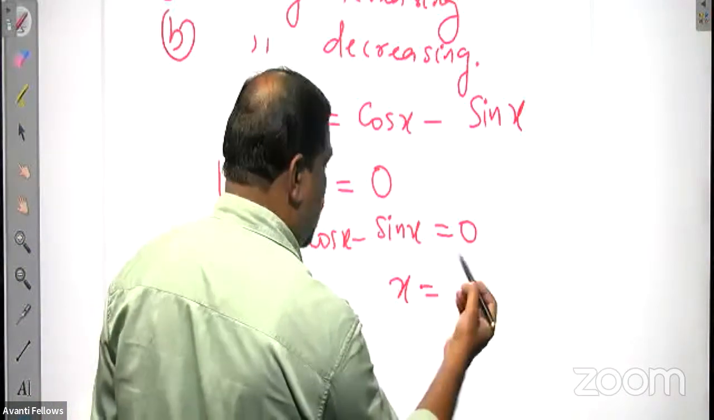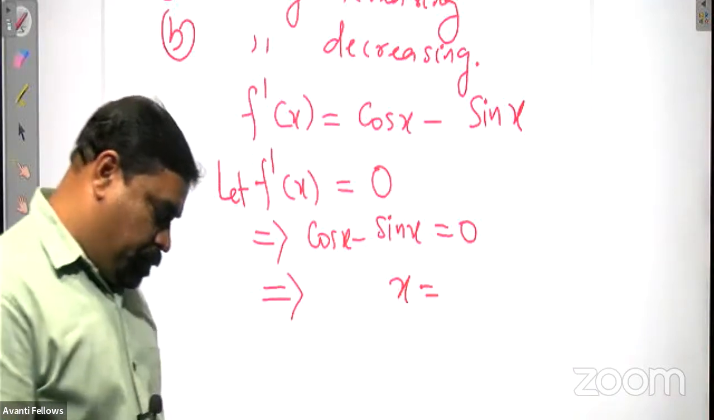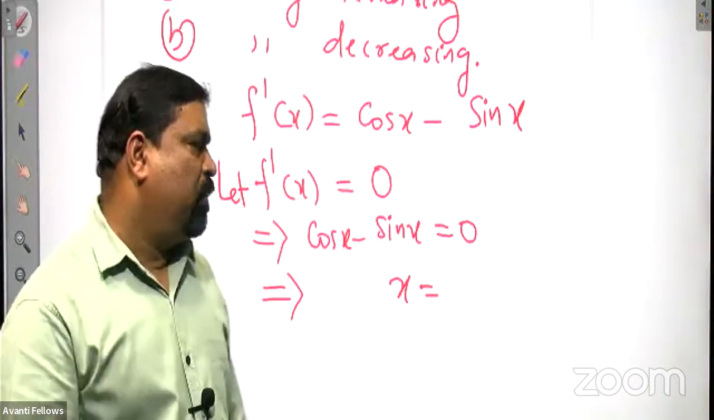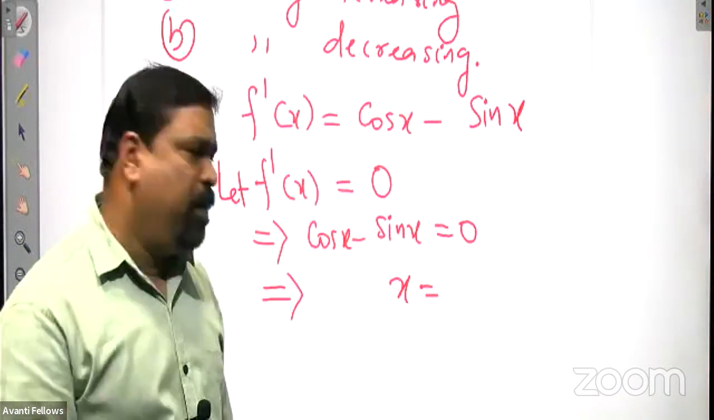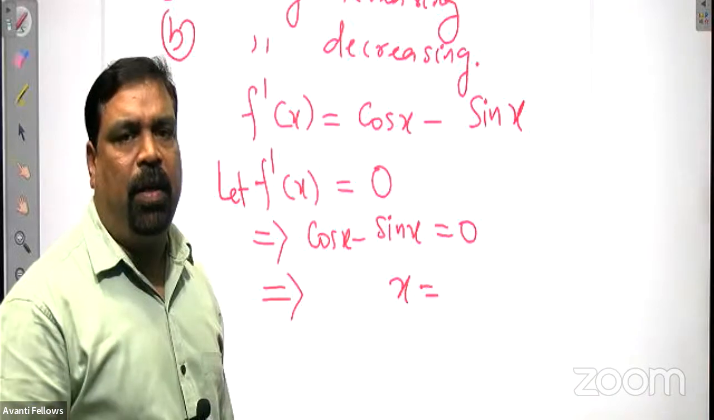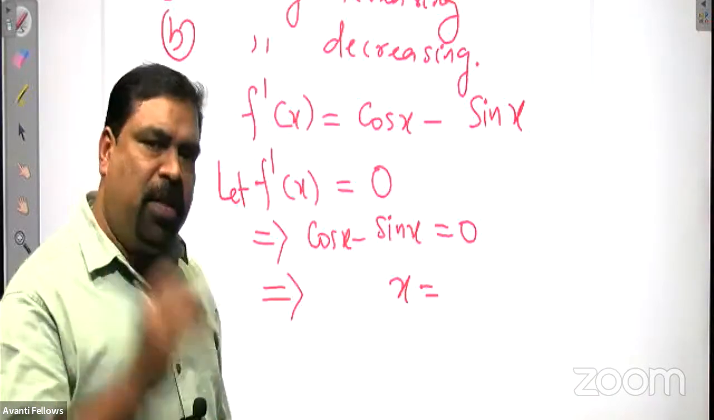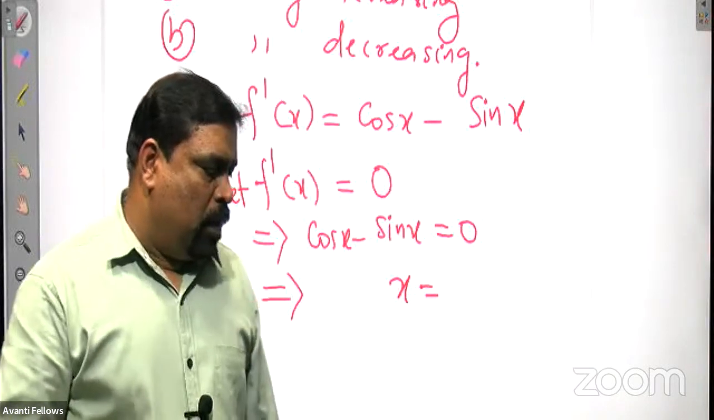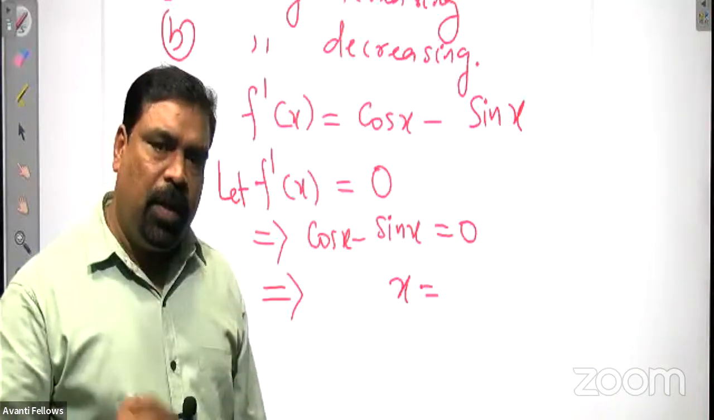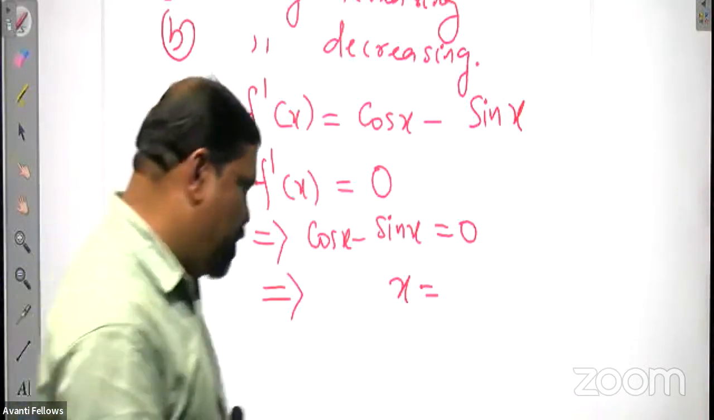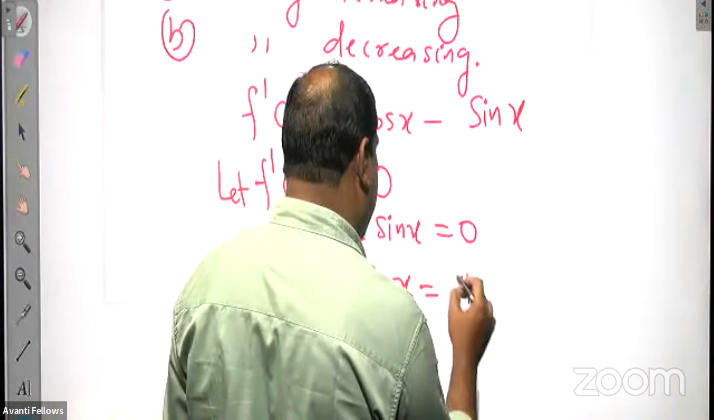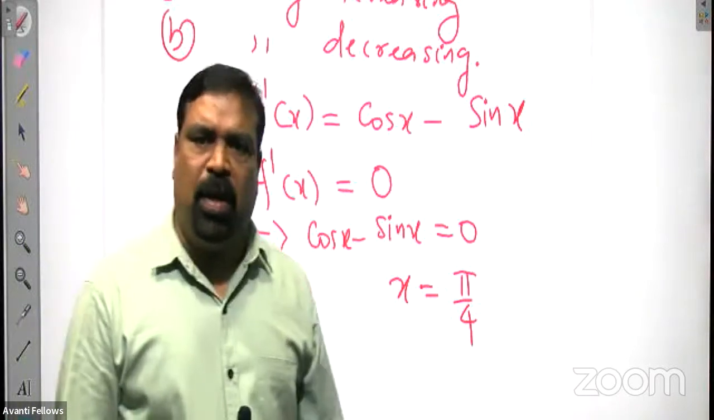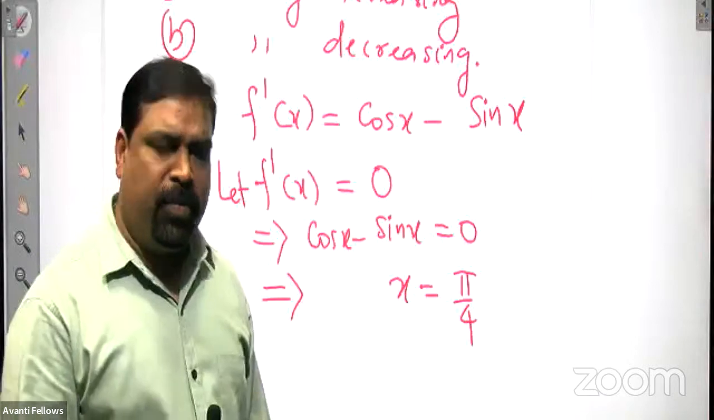And ultimately, what will you get? Cos x minus sin x equals 0. Otherwise, we can write cos x equals sin x. That means tan x equals 1. So what is the value of x? That's my question. Tan x equals 1. So one value is very clearly pi by 4. Tan pi by 4 is 1. Tan 45 degrees is 1. All of you know.